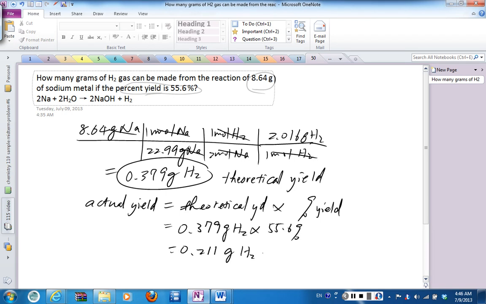So if all the 8.64 grams of sodium metal were used to produce hydrogen, the maximum, theoretical amount of hydrogen we can make is 0.379 grams. But since the percent yield is only 55.6%, which means a whole bunch of the reactant used was basically wasted, we're only going to get 0.211 grams of hydrogen from this reaction.